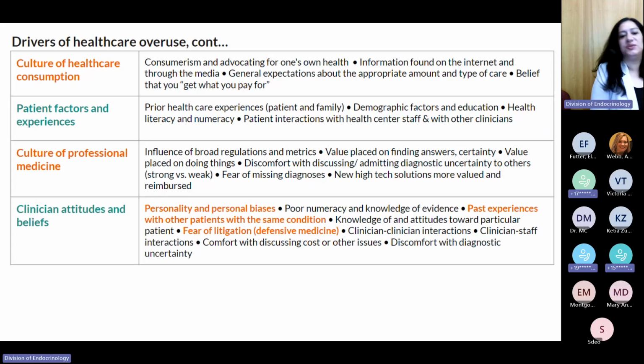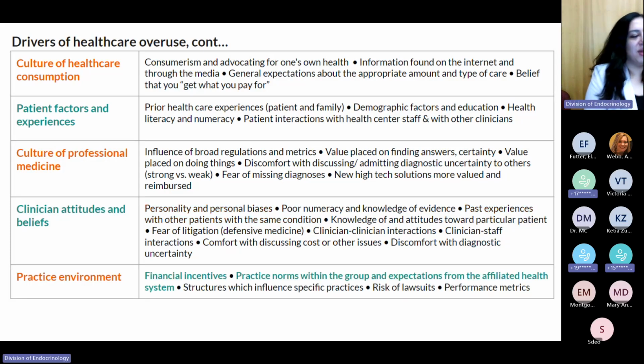And then clinician attitudes and beliefs. So we may have some personal biases about how things should be treated or worked up. We may have had past experiences with other patients with the same condition. So we're focused in a certain way, or we think this is the way to do it based on this other experience. And then fear of litigation is another concern for some physicians.